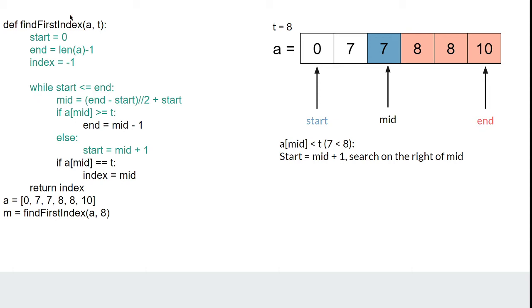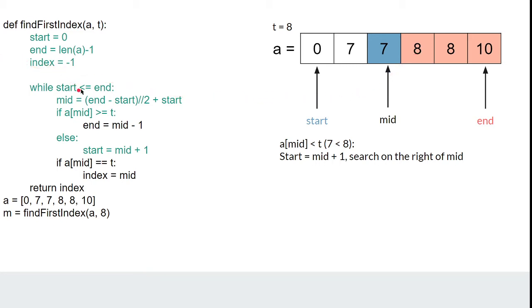The array in this case is 0, 7, 7, 8, 8, and then 10, and the target would be 8. So we initialize start to be 0 and end to be the length of A, take away 1, which would be the last index of the array. And then index is -1. Index will hold the first index of the target value.